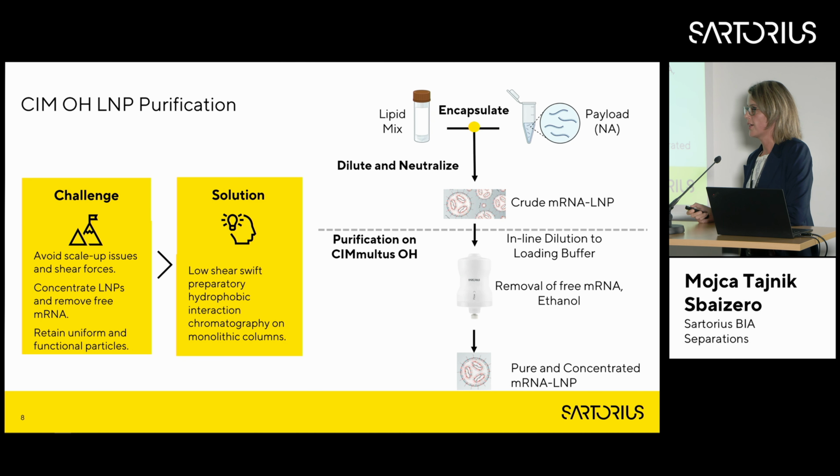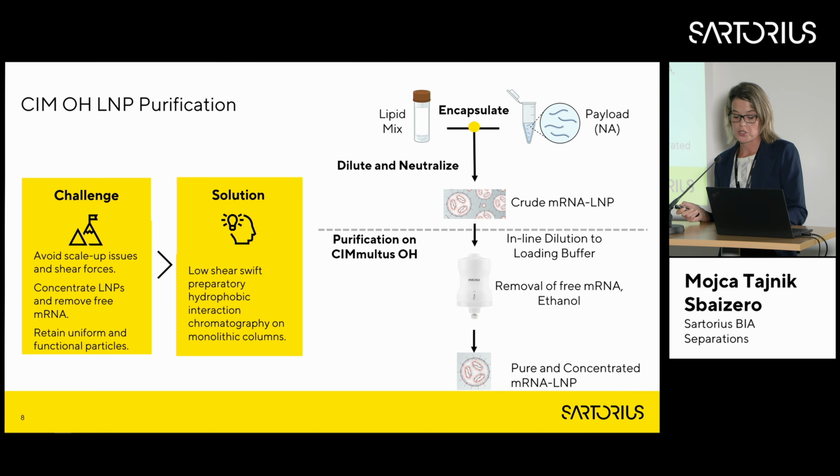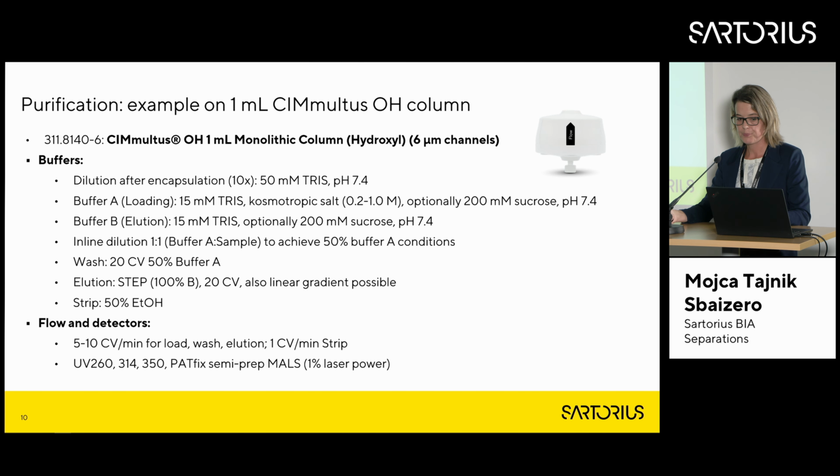So you'll see here in the room many different columns. These are actually the columns I'm talking about. On these columns, we remove the free RNA and ethanol, and then obtain the pure and concentrated LNPs, which is actually the final step of the manufacturing. We'll show how this purification workflow is done in the laboratory, and some examples of different LNPs we are purifying.